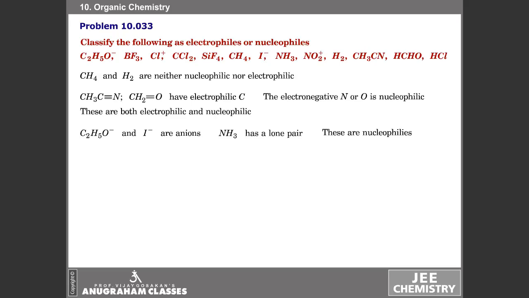Cl+ is a cation. BF3 and CCl2 are not cations, but what is common to all these three is that they are all electron deficient. They all have only 6 valence electrons. So they can be electrophilic reagents.